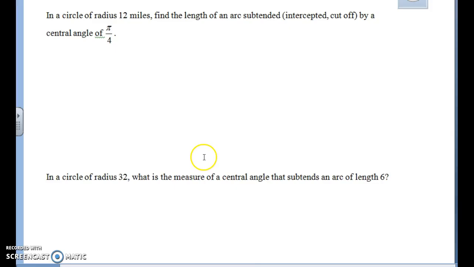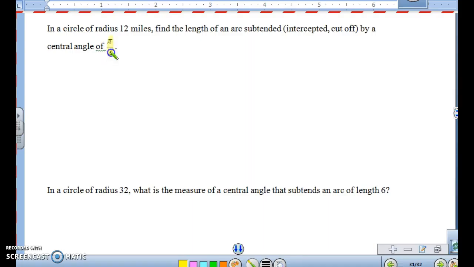Okay, now that we know how to convert between radians and degrees, we can apply this to figuring out values about sectors and arc length that we did in the last lesson. So in a circle of radius 12 miles, find the length of an arc subtended or intercepted or cut off by a central angle of pi over 4. Now notice that this is pi over 4. That means that this is going to be in radians. So if we are using the angle in radians, any other angle that we use has to be in radians.